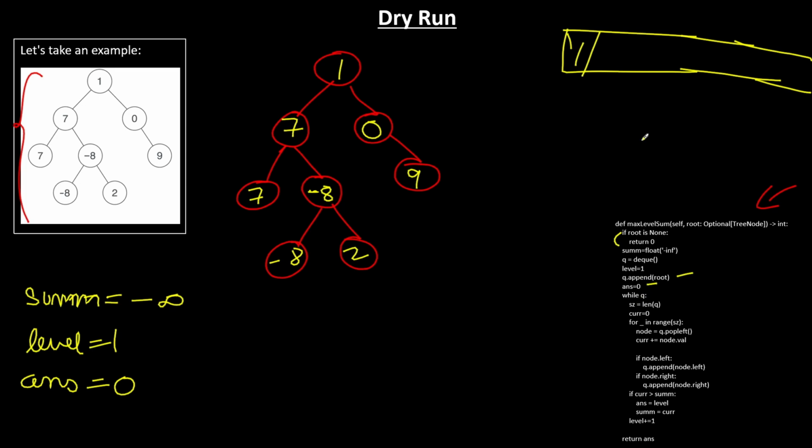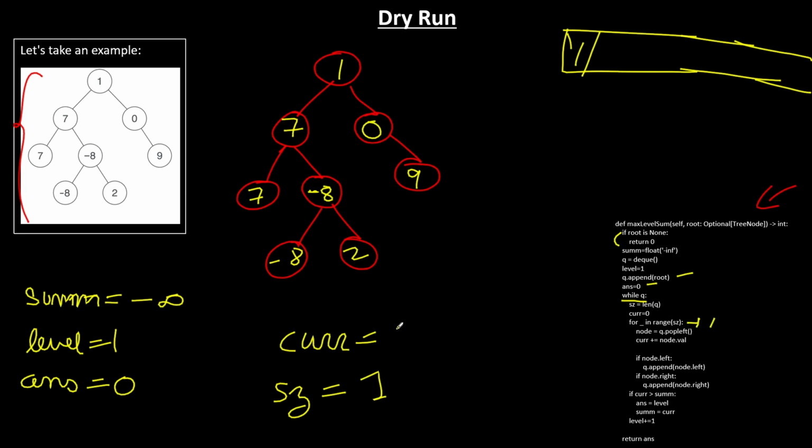While the queue is not empty, we have the current variable here, let me write it, current. It will show the current sum. Anything else? No, nothing. Okay, let's begin. Now while the queue is not empty, in the size variable we will store one, because the length of the queue is one. So this iteration will go till one.